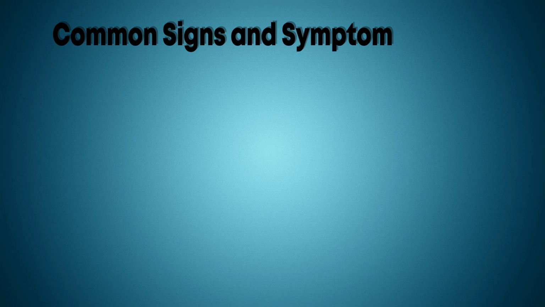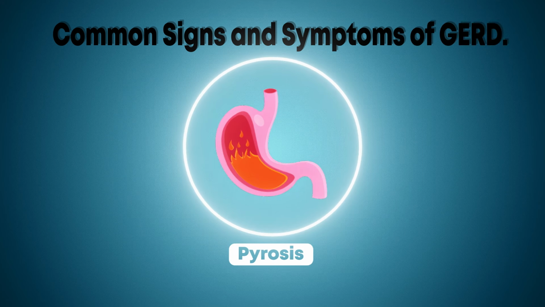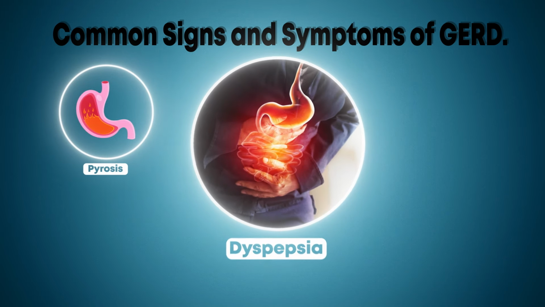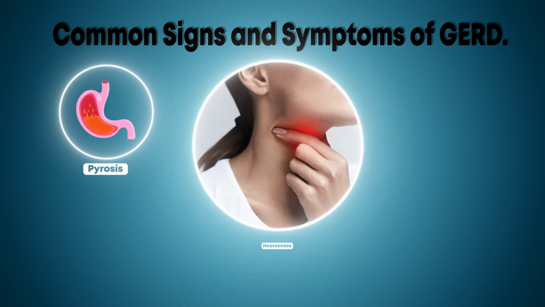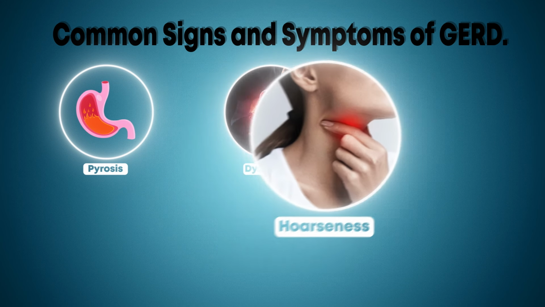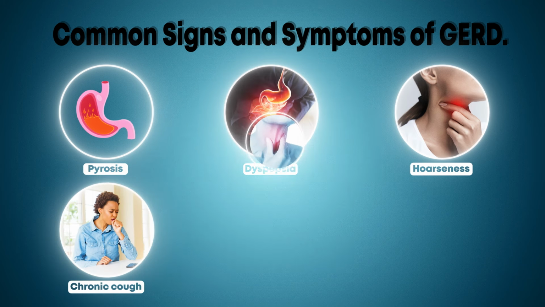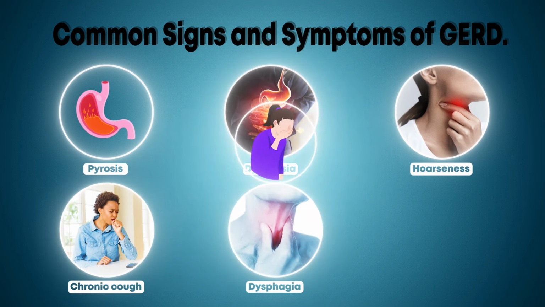Common signs and symptoms of GERD: pyrosis, which is episodes of heartburn associated with burning pain in the epigastric area, frequently occurring at night. Dyspepsia, which is indigestion of food. Hoarseness or changes in voice due to irritation of the vocal cords. Chronic cough due to irritation of the trachea in the lungs. Dysphagia or odynophagia, regurgitation.